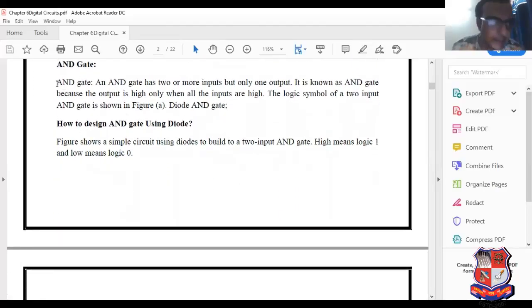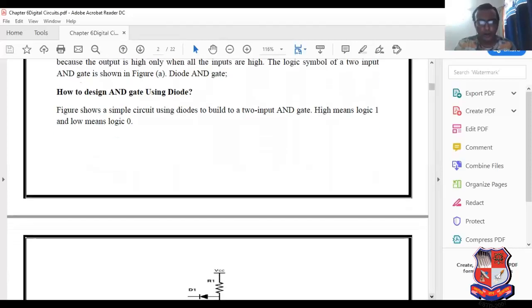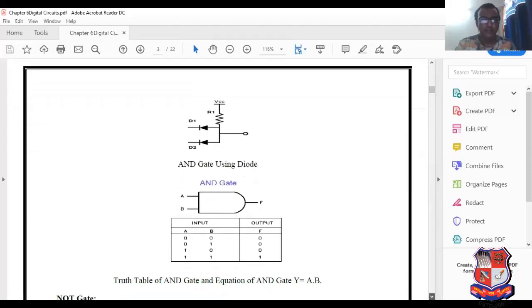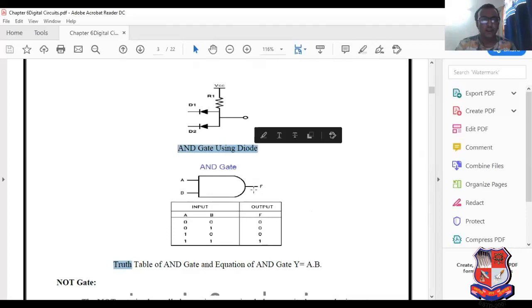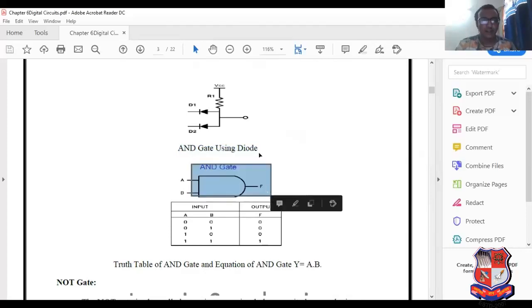Now the AND gate. This is a basic logic gate, the AND gate. In an AND gate there are 2 or more inputs, but only one output. See, this is the symbol of the AND gate. 0 and 0 gives 0, 0 and 1 gives 0, 1 and 0 gives 0, and 1 and 1 gives 1.